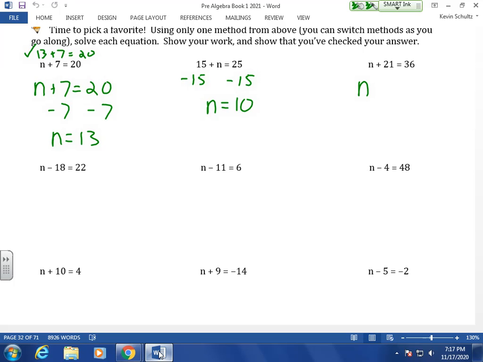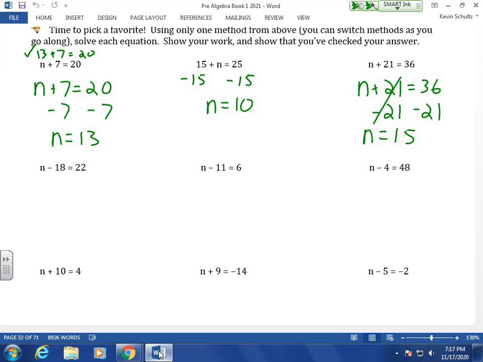Next one, n plus 21 equals 36. The opposite of adding 21 is subtracting 21. N is by itself because those cancel out, right? That's why we do opposite operations, to get the variable alone. 21 minus 21 equals 0. And 36 minus 21 is 15. And 15 plus 21 does equal 36.